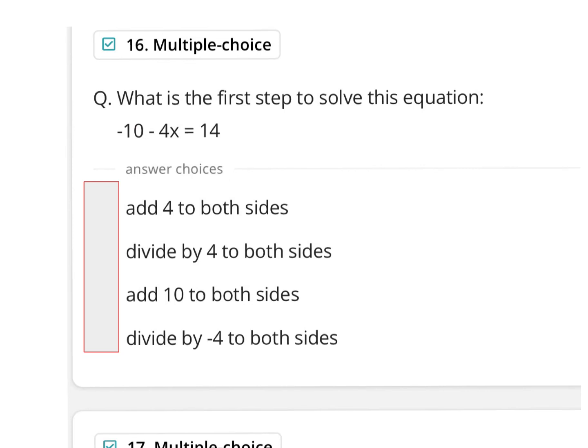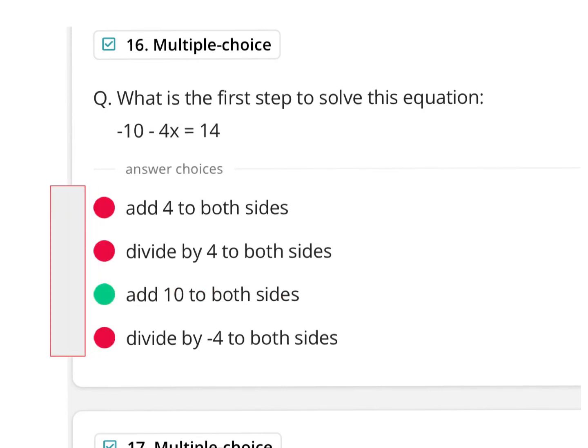So how do you get rid of something? You do the opposite. What's the opposite of minus 10? Add 10. So that's the first step. Add 10 to both sides. If you look at these options, that's the one with the green dot. That means that's the correct answer. Pretty simple, huh? Let's move on to the next one.